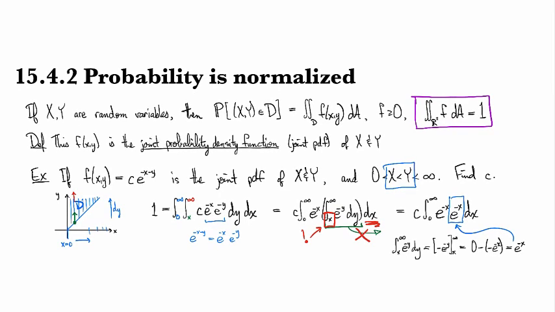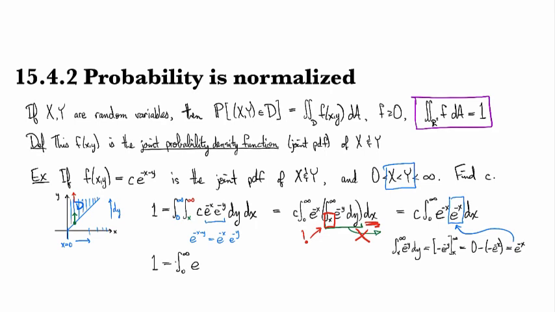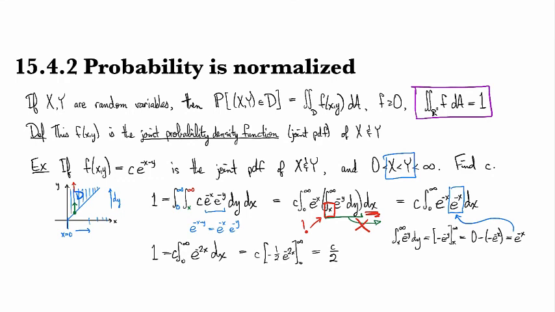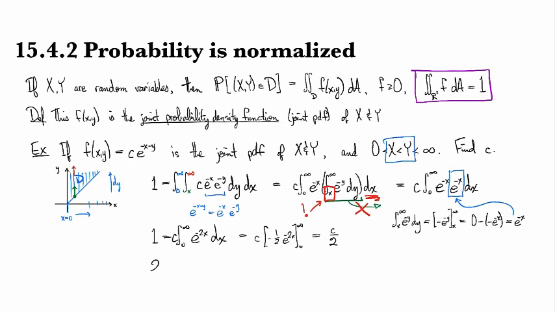On the next line of my computation, 1 is now equal to the integral from 0 to infinity of c e to the minus 2x dx. So this is c times the integral, and I've got minus 1/2 e to the minus 2x from 0 to infinity. That gives me c over 2. Then cross multiplying the 2 over to the other side, I have that 2 is equal to c. And I'm done. That's my constant. So the joint PDF, in order for this to be a probability density function, has to be 2 e to the minus x e to the minus y.